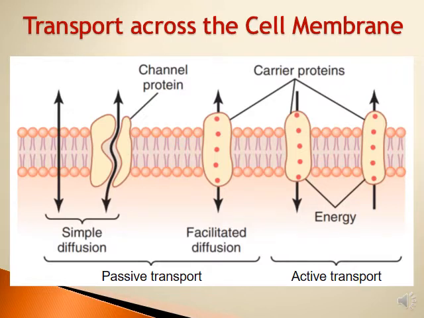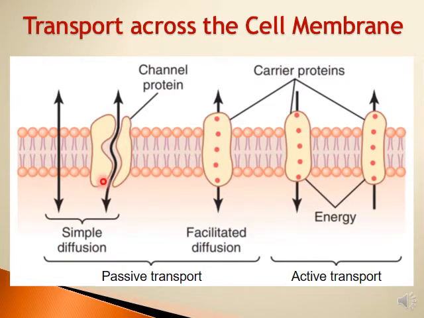Now, how can different substances, like molecules or ions or even sometimes large solid particles, cross the cell membrane, which is mainly composed of a phospholipid bilayer? As we can see, some substances, based on their chemical nature, are lipid soluble, so we call them hydrophobic. They can cross the phospholipid bilayer directly, or if they are lipid insoluble, they need a channel protein to cross the phospholipid bilayer.